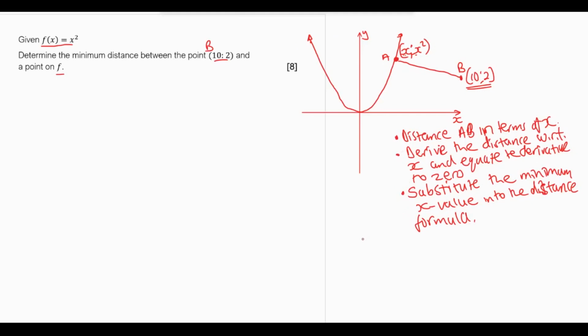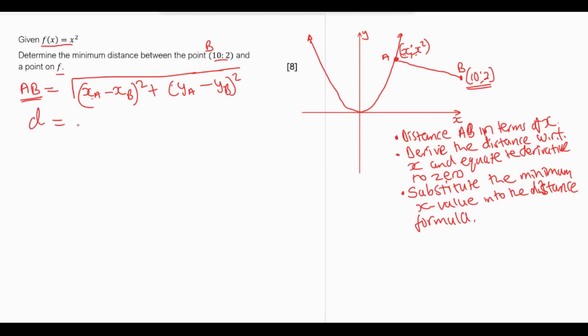So these are the 3 steps we're going to do. Let's start with the first one. Distance AB is equal to the square root of the x coordinate of A minus the x coordinate of B, squared, plus the y coordinate of A minus the y coordinate of B, squared. Let's substitute. Let's call this distance D. It's going to be x minus 10 squared plus x squared minus 2 squared.